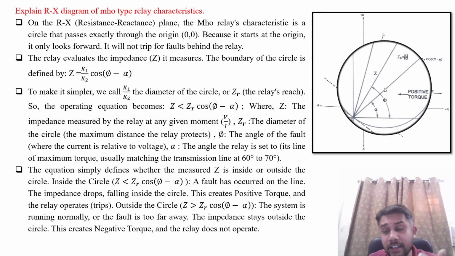So a fault has occurred on the line. The impedance drops, that is, it falls inside the circle. This creates the positive torque and the relay operates, meaning it issues the trip command.